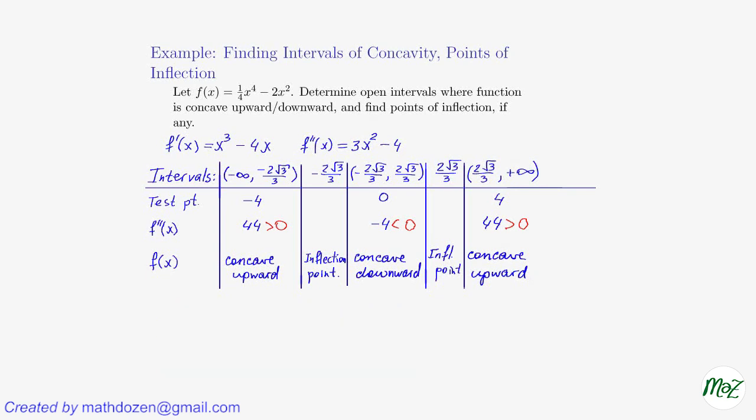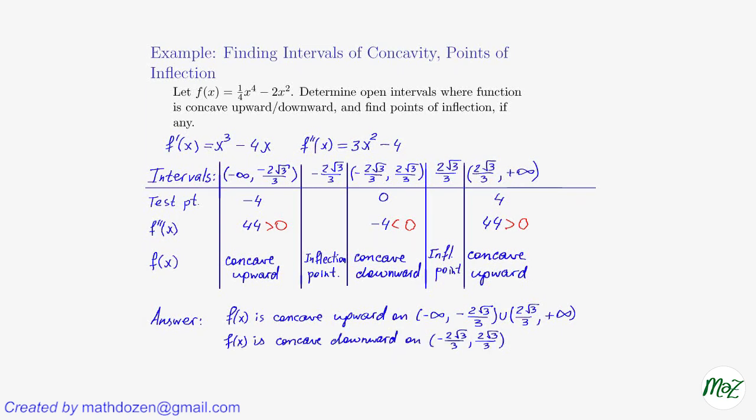So let me clean up this bottom and put the answer. The function is concave upward on the interval from negative infinity to negative 2 root 3 over 3, together with the interval from 2 root 3 over 3 up to positive infinity. The function is concave downward on the interval between negative 2 root 3 over 3 up to 2 root 3 over 3. And there are 2 points of inflection, negative 2 root 3 over 3 and positive 2 root 3 over 3.